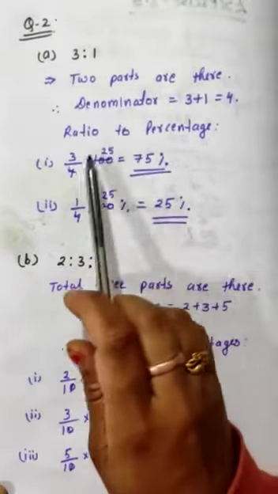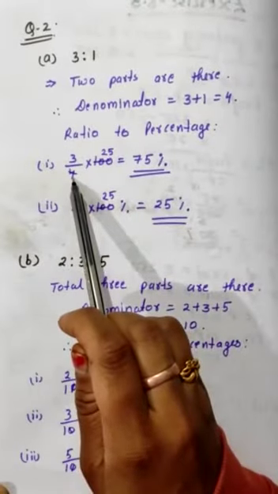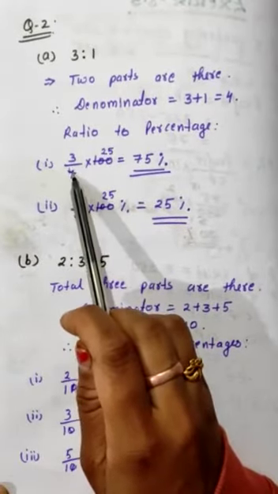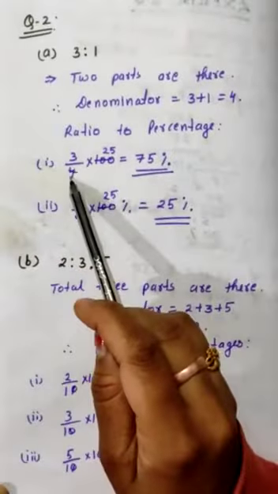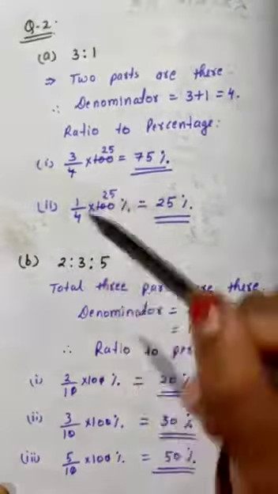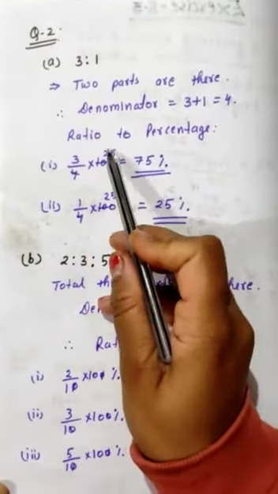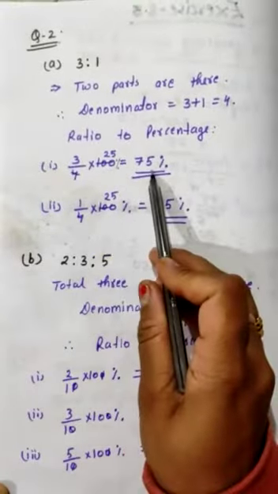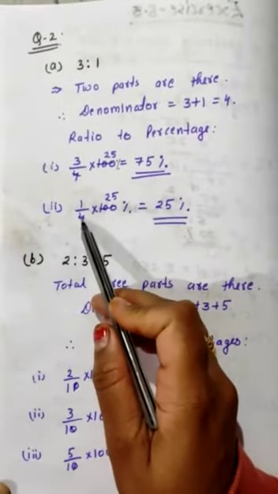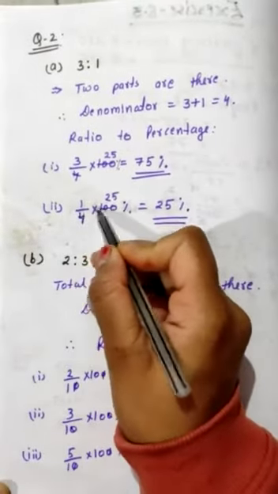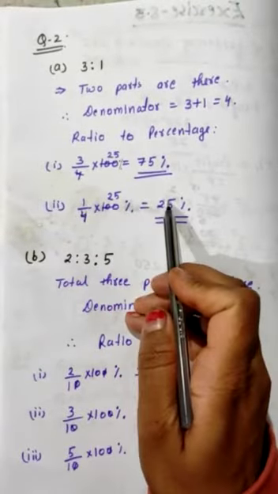Now conversion. Since two parts are there, the first fraction will be 3 upon 4. Why is 4 coming? Because the addition of 3 and 1 is 4. So in the denominator 4 will come, into 100%. 4 25s are 100, and 25 into 3 is 75%. Similarly the other part is 1 upon 4. Here also 4 will come, into 100. 4 25s are 100, and 25 into 1 is 25%.